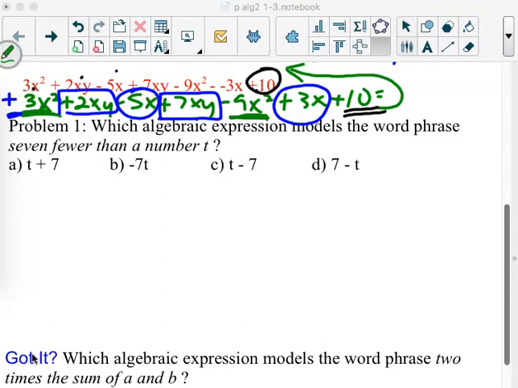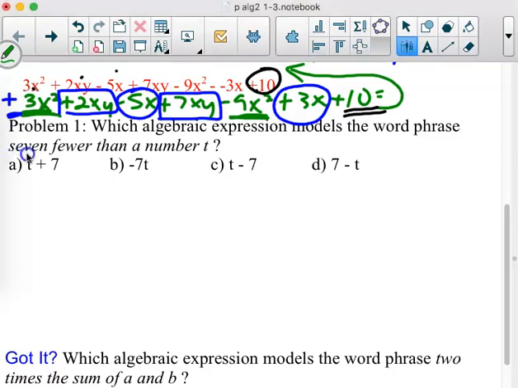Fewer than. Does that mean less than? Let me think here. 7 fewer than a number t. Okay, I'm looking at all those answers. It's not less than. So am I supposed to take 7 and subtract t? Or am I supposed to take t and subtract 7? Well, let's read through it and see.